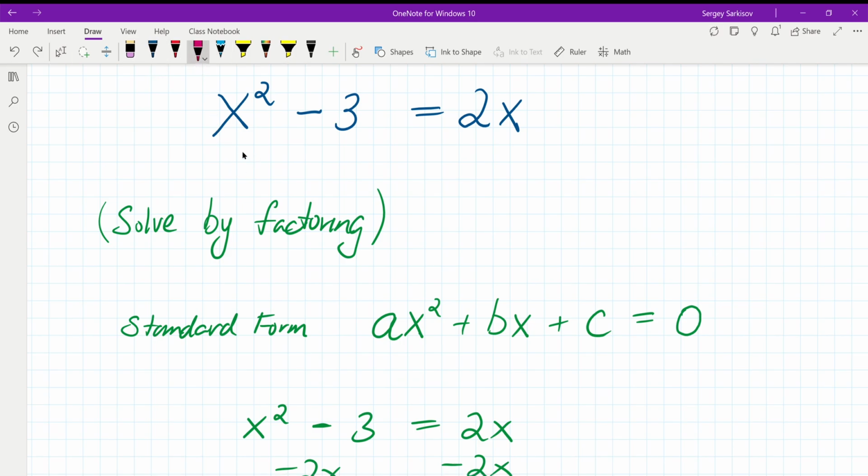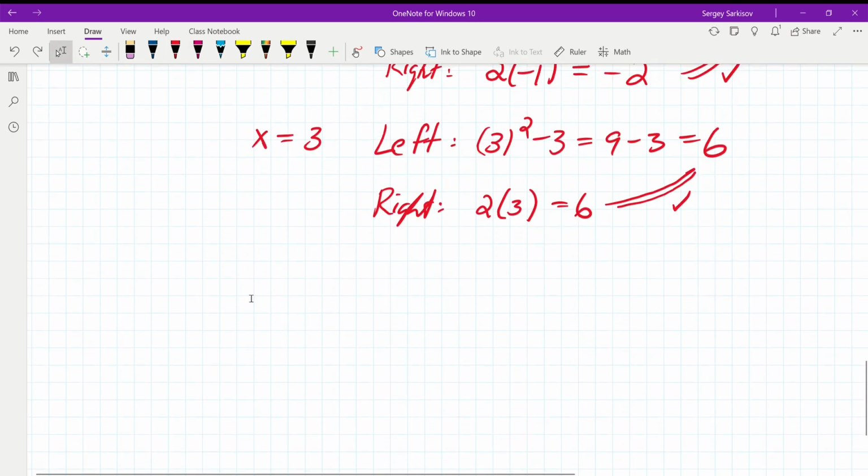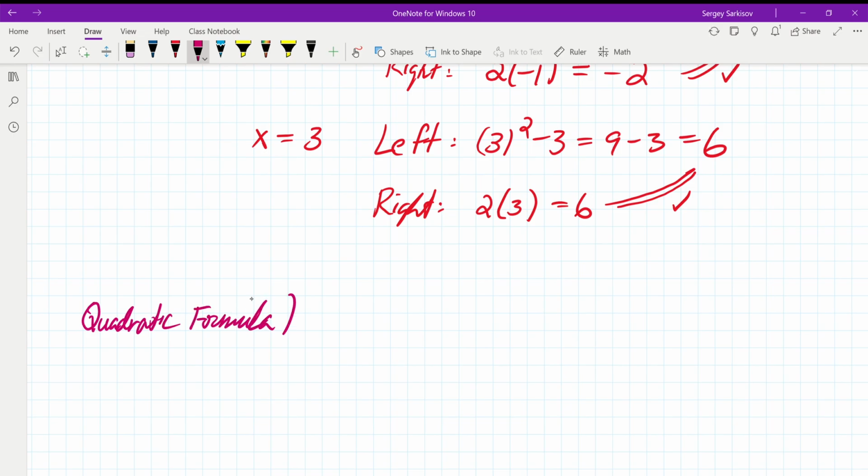Ready? Let's try solving it now by using the quadratic formula. In other lectures, I've already proven the quadratic formula. So we're going to use the quadratic formula. Let's remember what it states. It's a way of solving this problem.